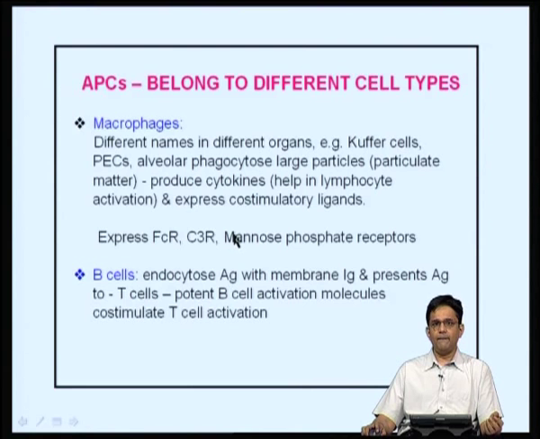The other type of antigen presenting cells are B cells. Now, B cells are particular in the sense that they can endocytose the antigen with the membrane immunoglobulin that is present, and that is what makes them distinct from macrophages. In that sense, macrophages are going to be non-specific. So, they can use Fc receptors or complement receptors or mannose phosphate receptors, but it is going to be non-specific. Antigen specific endocytosis is done by B cells. So, in this respect, the B cells are somewhat distinct from the other type of APCs.